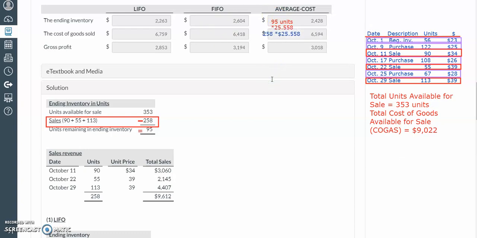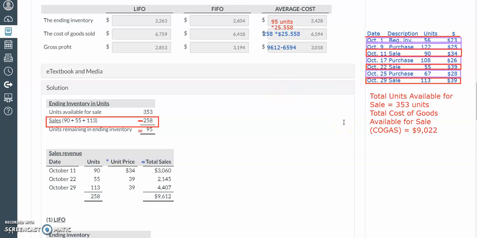And then for the gross profit, you're going to take each of these units, multiply that by the unit cost, and that will equal your total sales. So once you know what your total sales are, you can subtract out your cost of goods sold to get to your total profit. So that's just going to be your revenue minus your cost of goods sold.